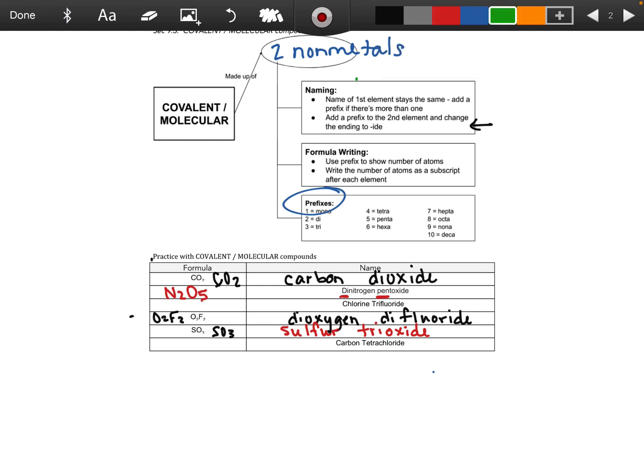The next one, chlorine, does not have a prefix, so it's just Cl, and then trifluoride would be 3 fluorides. And last but not least, carbon would only be 1 because it does not have a prefix. Tetra means 4, so it would be CCl4.